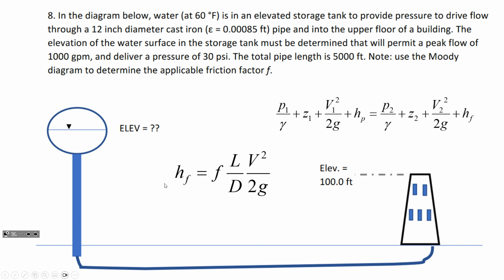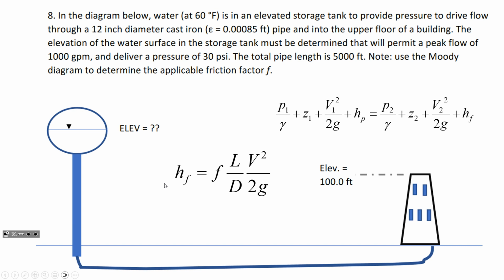H sub F represents how much energy was lost as water's flowing through the pipe. So how tall does the water level need to be? Well, it needs to be at least 100 feet, or water's not going to flow from the tank to the building. So it's going to be 100 feet plus some additional elevation related to how much pressure we want in there. So it's going to be high to pressurize it.